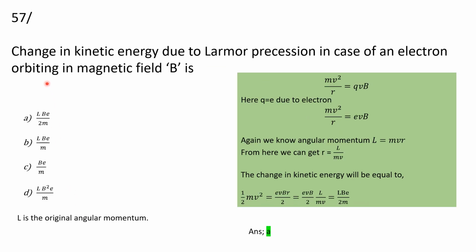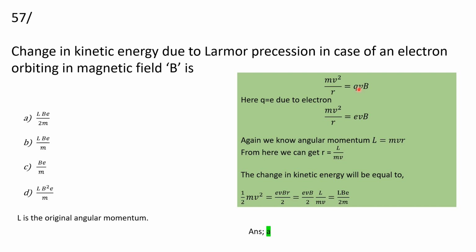Then, the change in kinetic energy due to Larmor precession in case of an electron orbiting in a magnetic field B is, and the options are LBe by 2m, LBe by m, Be by m, and LB square e by m. And here it has been given that L is the original angular momentum. And here we can see the solution, that is mv square by r is equal to qvB, that is the force, and we are equating it.